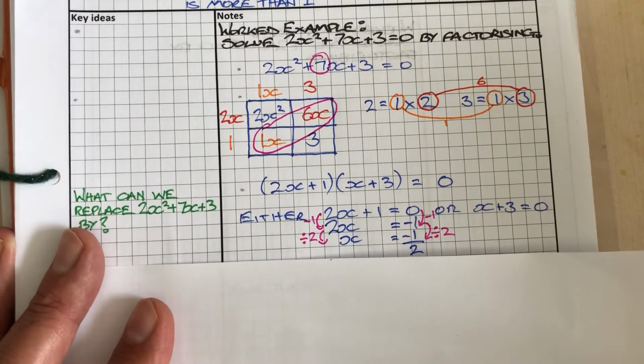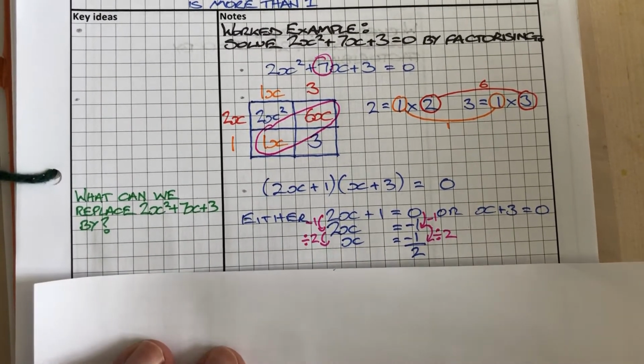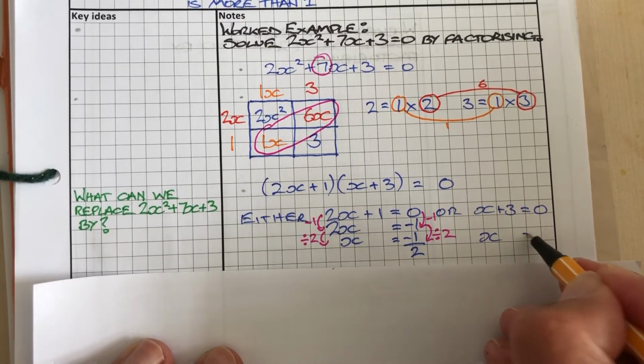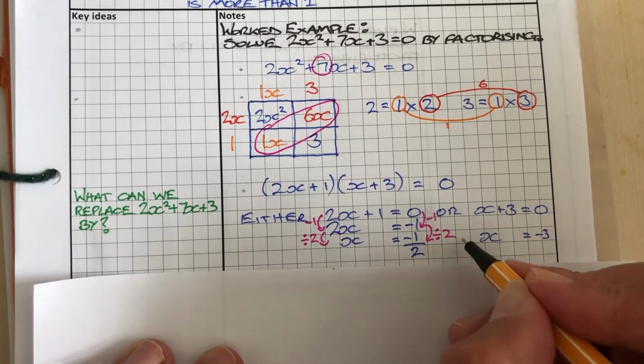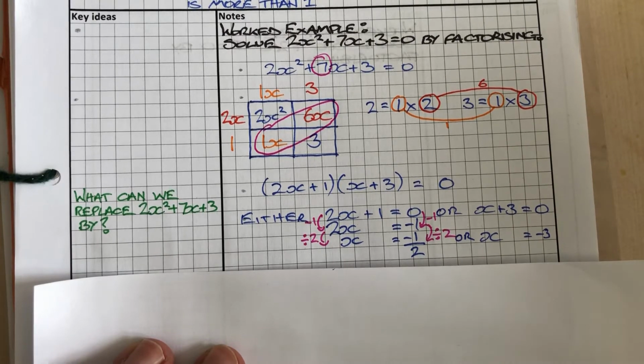It's negative a half. And I'm going to have to tell you, in most cases, when we've got a coefficient of x squared bigger than 1, we're going to end up with less nice answers. Okay, the other one, something add 3 is 0. Well, that something must be negative 3. So either x is negative a half or x is negative 3. Okay, and that's done. Not as nice as the last one, but it's very doable.